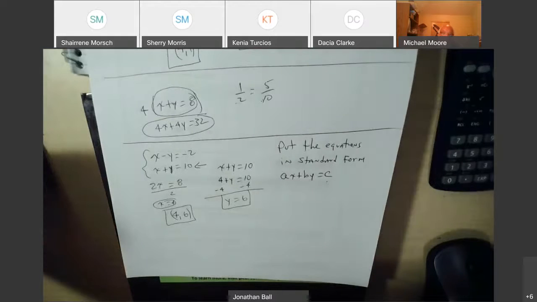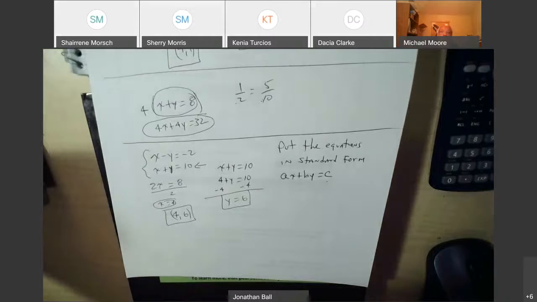But we don't use standard form a lot because it doesn't tell us very much. Like slope intercept tells us the slope and the y-intercept, we don't use that a lot.